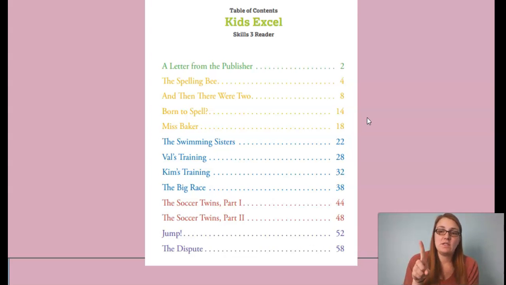So first we read The Spelling Bee, which talked about the entire event, then we read And Then There Were 2, which talked about the final round with Carlos and Gail. And now we're going to read the third story in the series called Born to Spell.